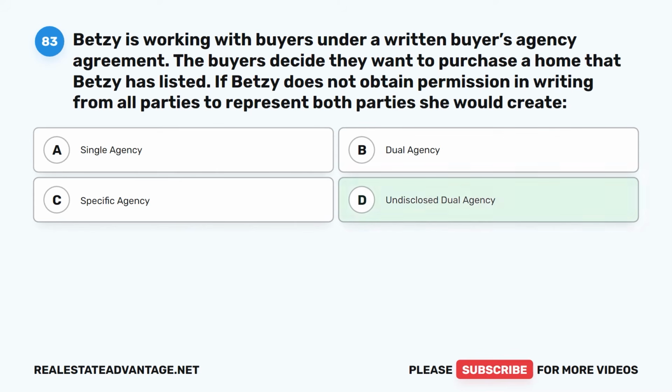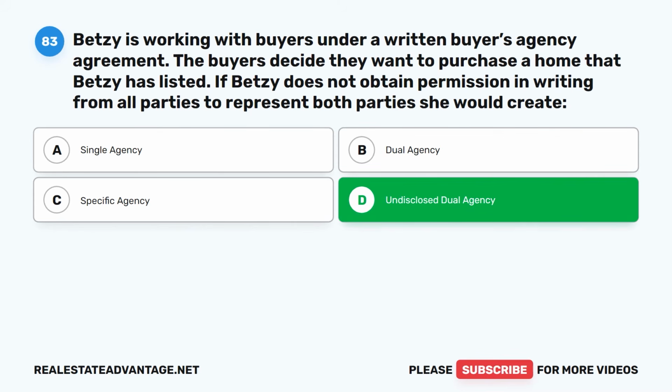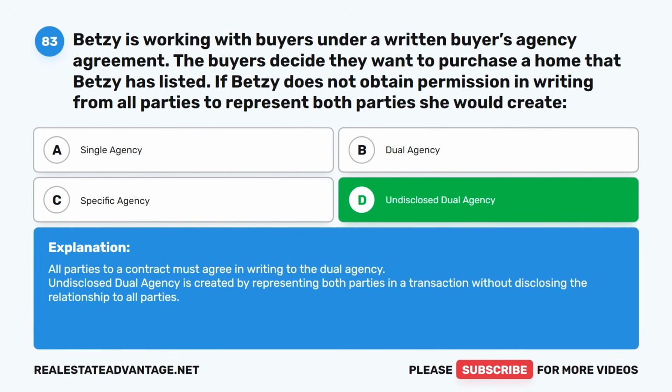Dual agency. The correct answer is D. Undisclosed dual agency. All parties to a contract must agree in writing to the dual agency. Undisclosed dual agency is created by representing both parties in a transaction without disclosing the relationship to all parties.